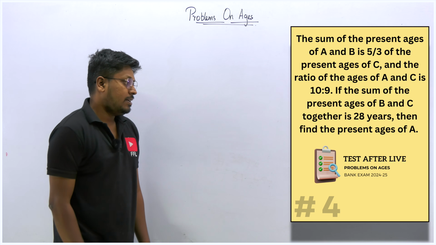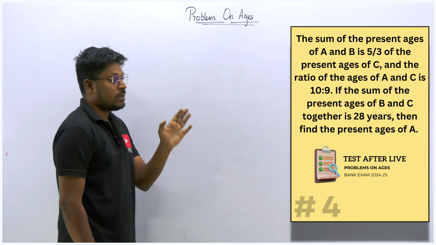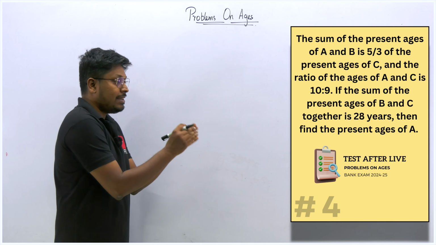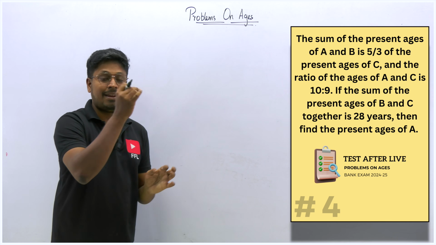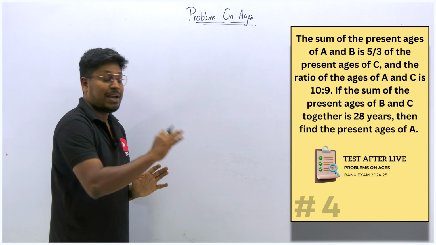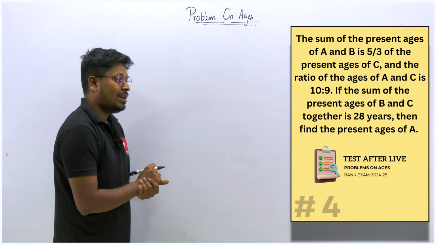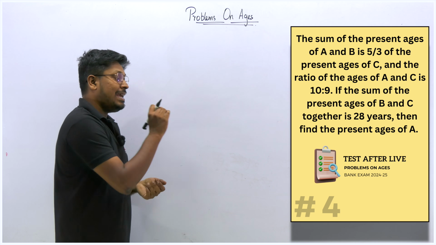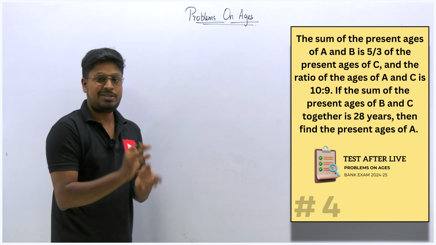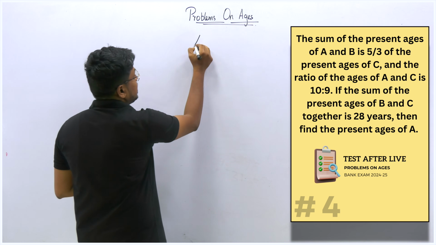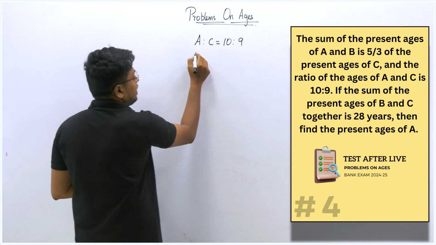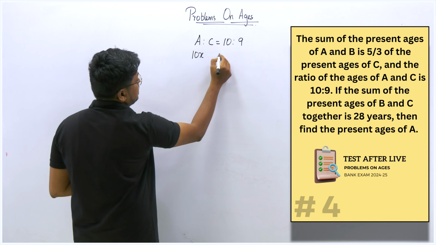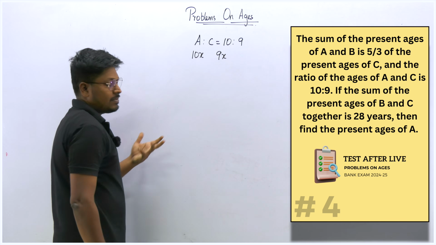Fourth question. The sum of present age of A and B is 5 by 3 of the present age of C. So the total sum they are comparing with the present age of C, right? So 5 by 3 the present age of C. And the ratio of A and C has been given as 10:9. So it's a direct point. So the ratio has been given, that is A is to C is 10:9. So we can take the A age as 10x, C age as 9x. We can consider like this.